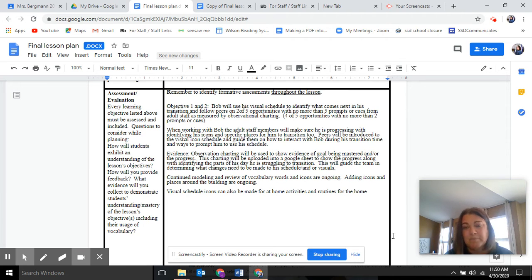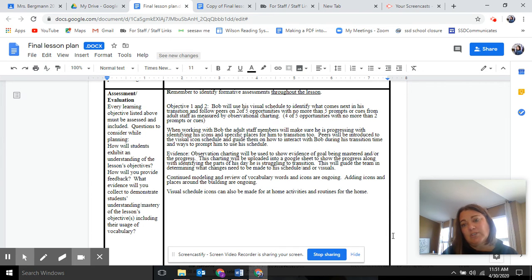prompts and para support. So hopefully this lesson will continue to evolve as he transitions to new places in the building. We will add more picture cues for him, as well as that peer intervention, really pushing that for Bob so he can become more independent. Really changing the lesson for Bob is ongoing as we add more visuals, as we add the peer support and classroom accommodations, as we add more transitions throughout his day.